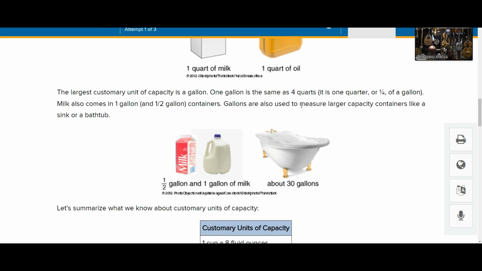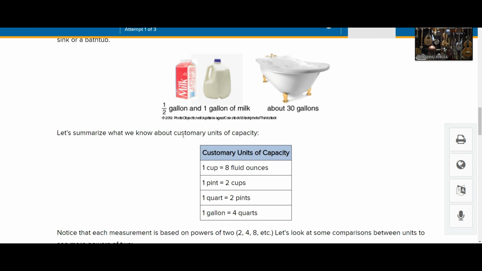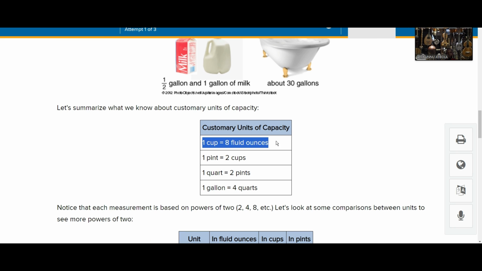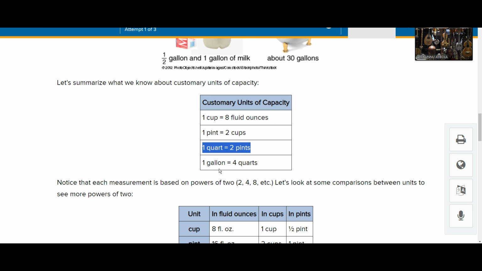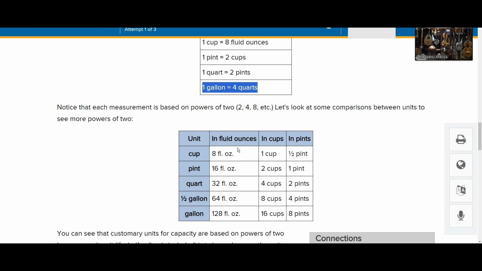So gallons are also used to measure larger capacity containers, like a sink or a bathtub. So, like I said, you should take note of these units: half-gallon and 1 gallon of milk. One is half, the other is one. So this bathtub is about 30 gallons. So let's summarize what we know about the customary units. 1 cup is 8 fluid ounces, 1 pint is 2 cups, 1 quart is 2 pints, and 1 gallon is 4 quarts. So each quart is 1/4 of a gallon.